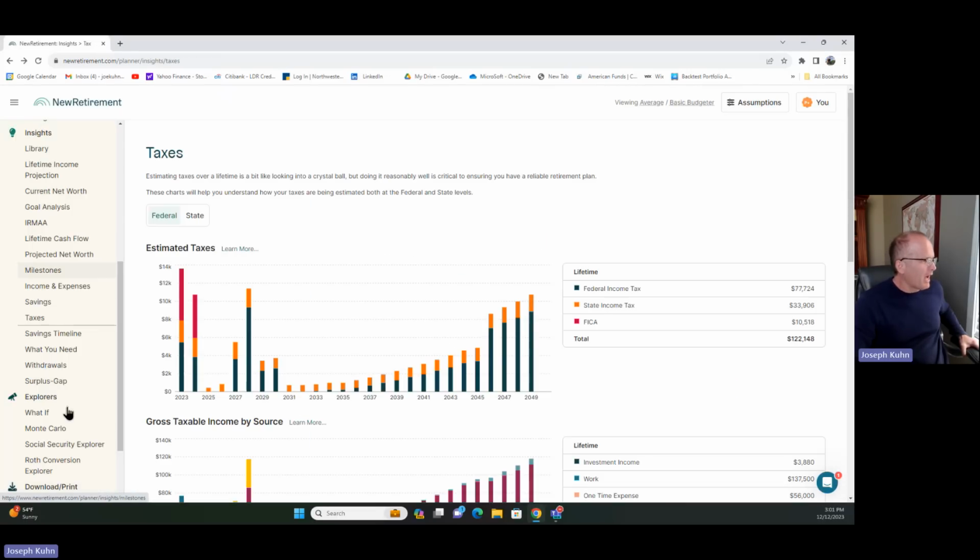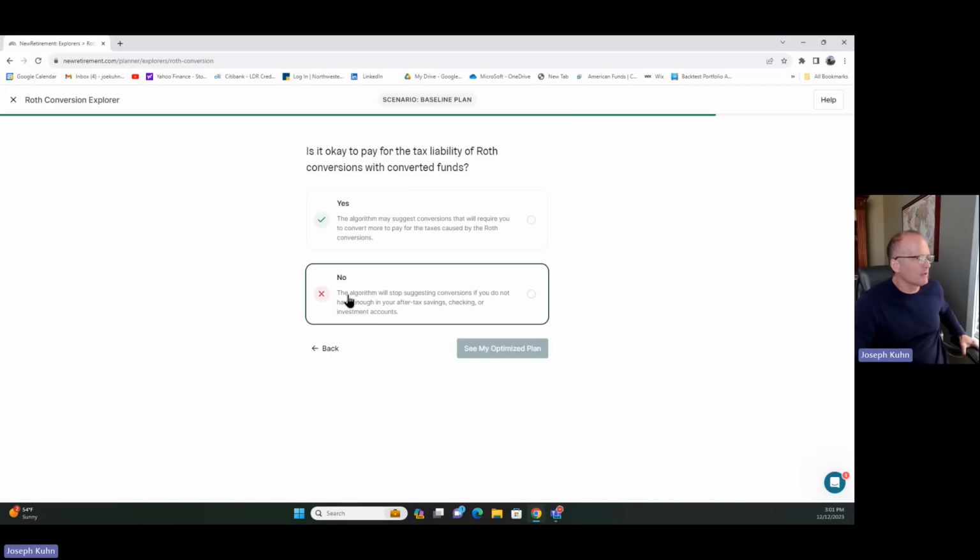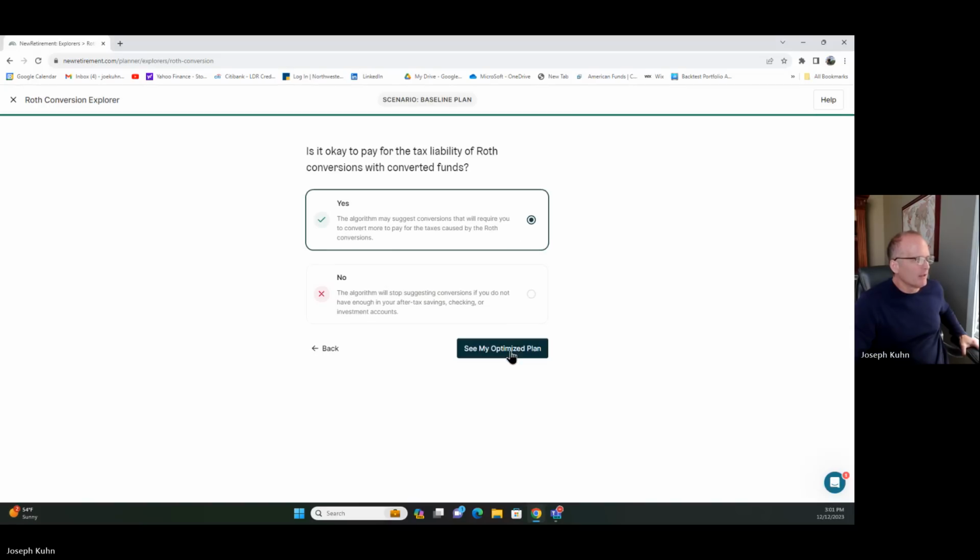So I use this Roth Conversion Explorer, and you've got, let's do it by tax bracket. Let's maximize the 22% tax bracket.